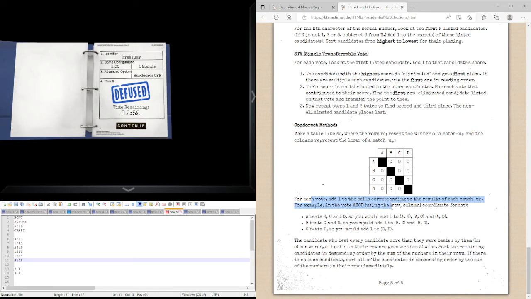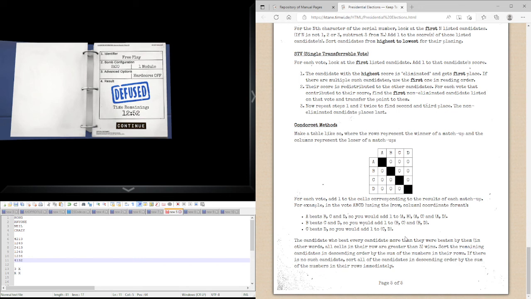For example, if the vote was A, B, C, D, using the row column coordinate format, A would beat B, C, and D because it's to the left of all 3 of them. So it would increase all 3 in the A row because it is an A win for all 3 of them. B is to the left of C and D, so you increase the C and the D in the B row. And then C beats D because C is to the left of D, but not any of the others, so we increase row C, column D.